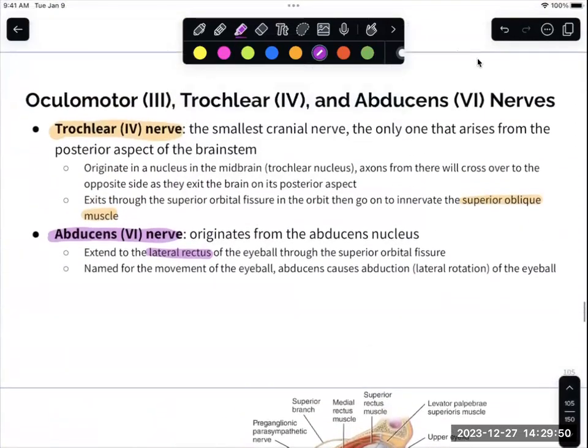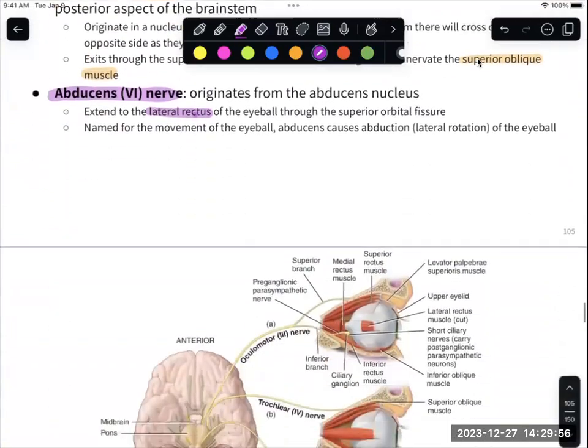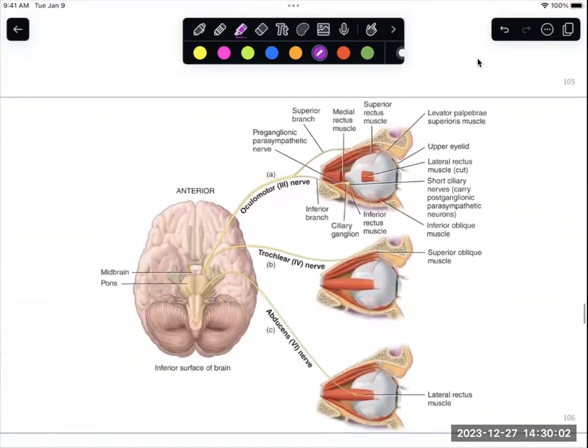What I usually remember is abducens goes to lateral rectus, trochlear goes to superior oblique, everything else goes to oculomotor, because these are going to be test questions. So if I remember what abducens goes to, and I remember what trochlear goes to, and then I just know everything else goes to oculomotor, it makes it a lot easier to remember.